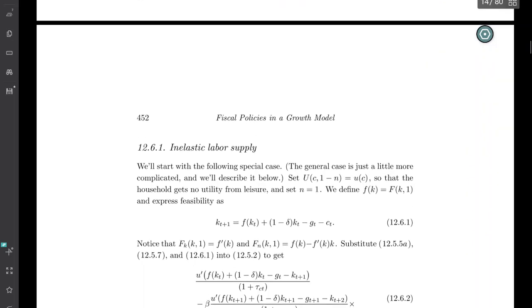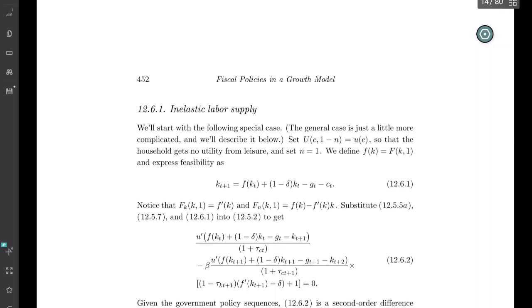Okay. Now what I'm going to do is assume at the beginning, at first, just to get started. Later in the chapter, we'll relax this. We'll assume that people don't get any utility from leisure. So they're going to work all the time. And so our utility functional is just going to become this.